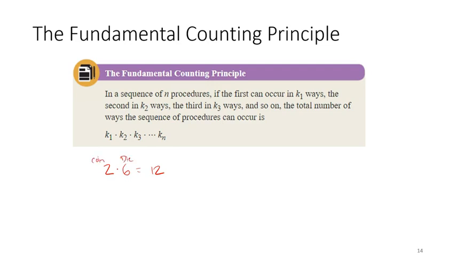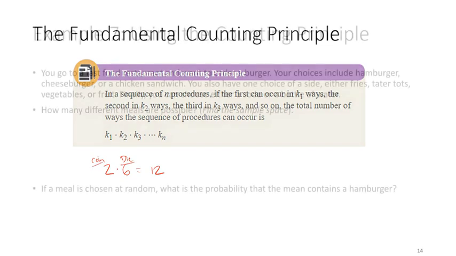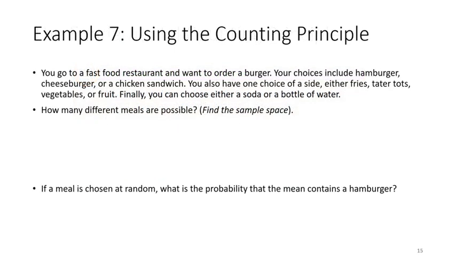And so when you multiply those 2, you can determine the number of outcomes without having to write them all out. So you go to a fast food restaurant, and you want to order a burger. Your choices include a hamburger, a cheeseburger, or a chicken sandwich. You can also have one choice of a side, so either fries, tater tots, fruits, or vegetables. And you can choose a soda or a bottle of water.